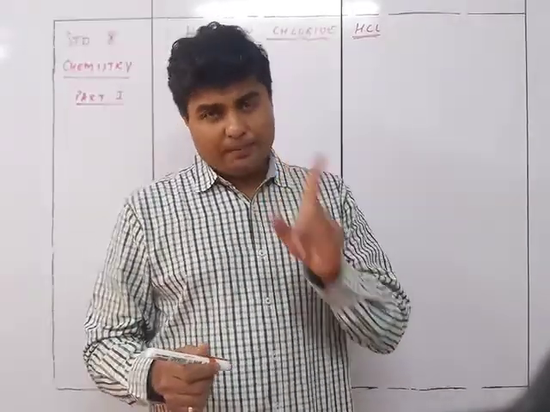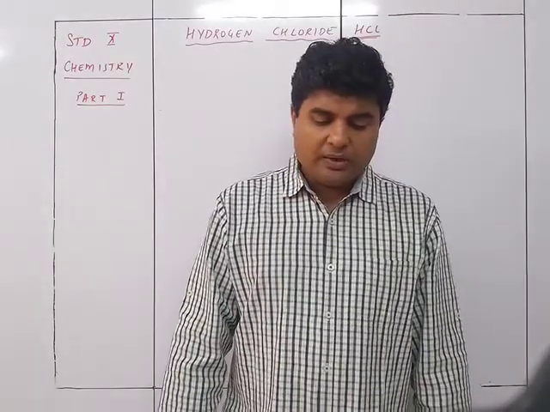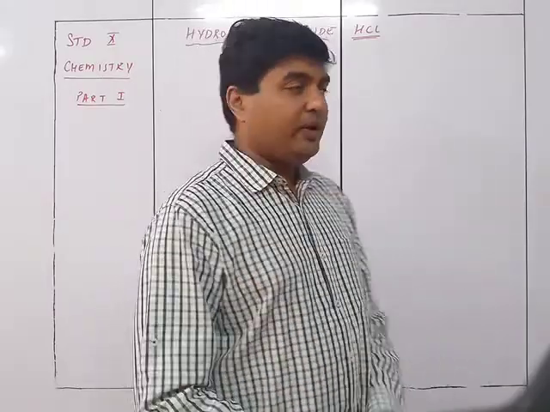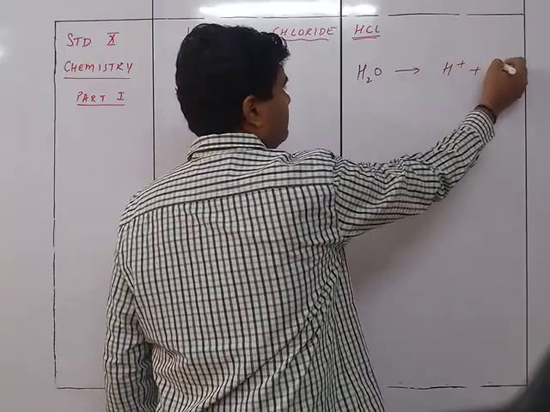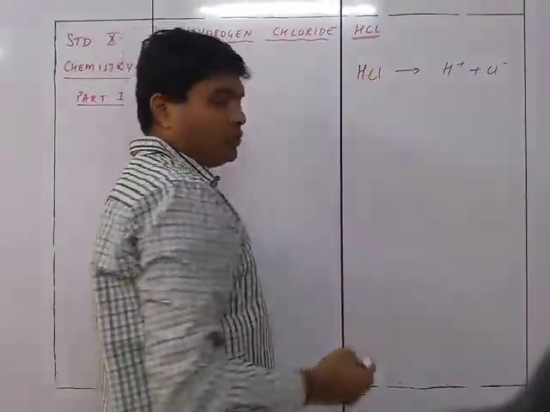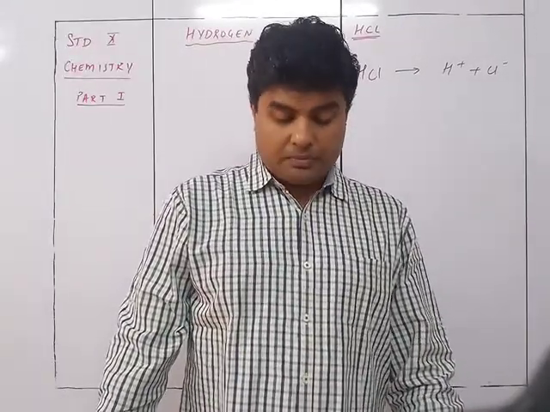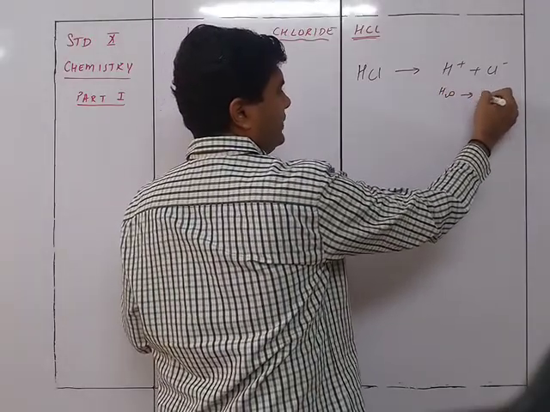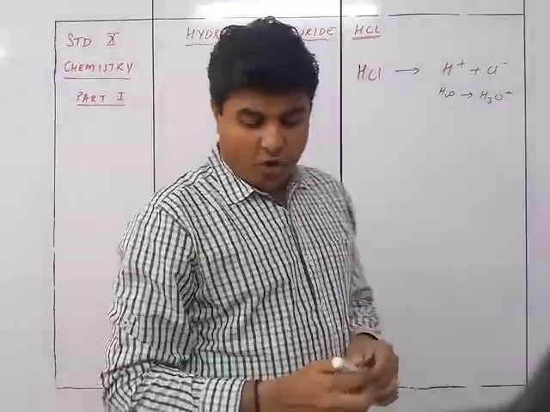So it is monobasic. HCl dissociates in aqueous solution, giving one H plus per molecule of acid. So if I dissociate it, HCl is going to become H plus and Cl minus, and this H plus with H2O is going to give me H3O plus. This is what exactly happens when this acid is formed.